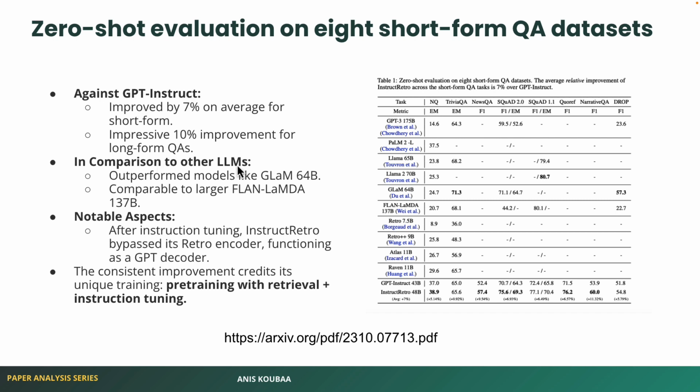And in comparison to other LLMs, they outperform models like GLaM 64B, and also they have comparable performance to the larger FLAN-LaMDA 137 billion parameters. So this consistent improvement over all these different types of comparison is due to the pre-training using retrieval plus instruction tuning. So instruction only might not be as efficient as using retrieval during the pre-training pipeline.